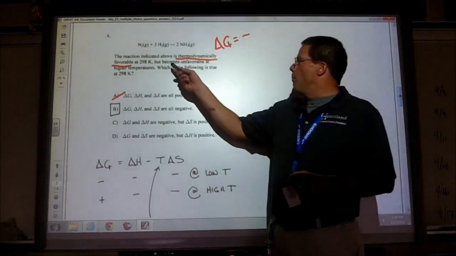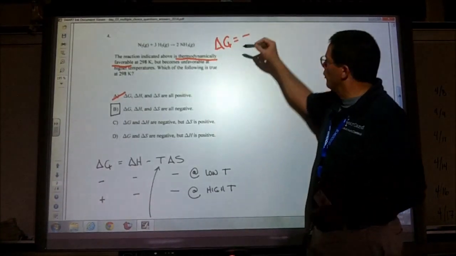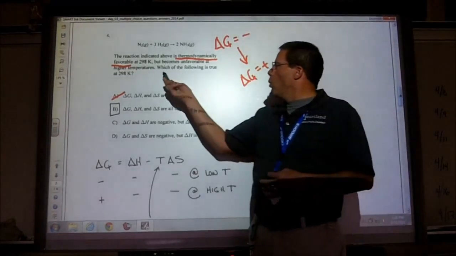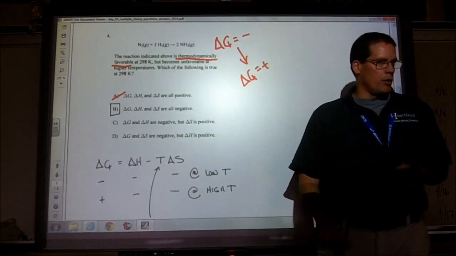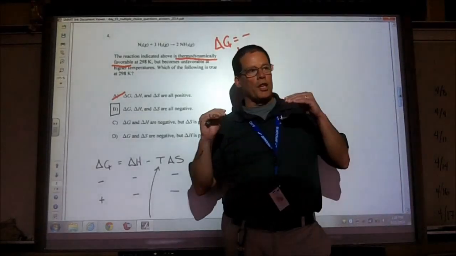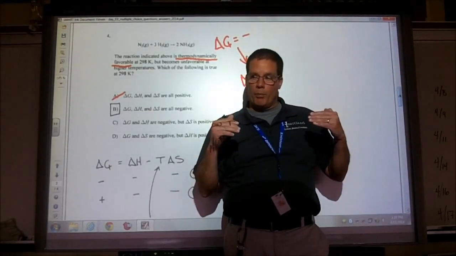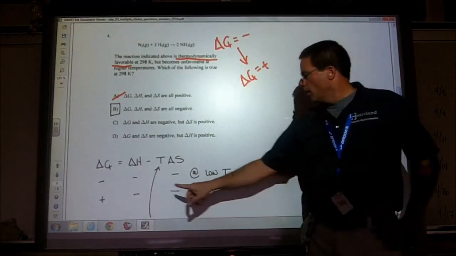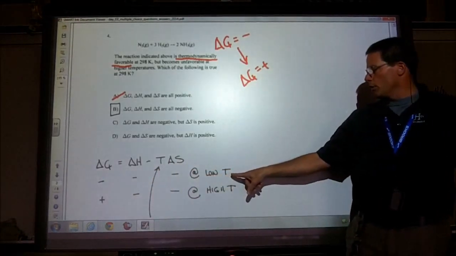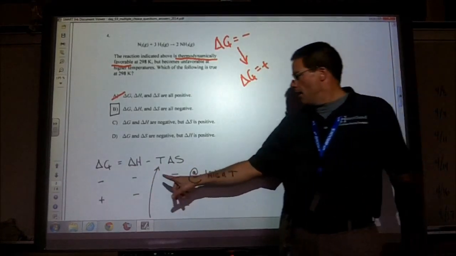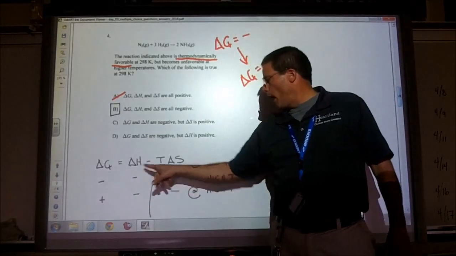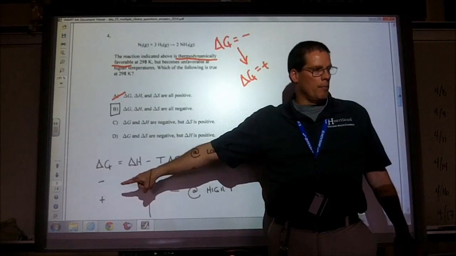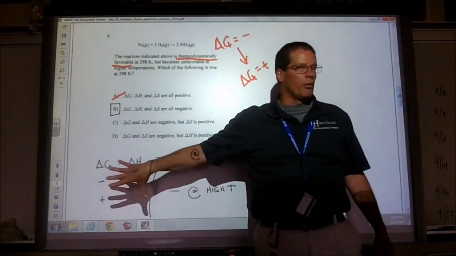Then it says, but becomes unfavorable. In other words, delta G goes to a positive sign when the temperature is increased or at higher temperatures. So again, if delta G is negative and it's favorable at low temperatures, think about delta S and delta H as being negatives as well. So again, that occurs at low temperatures. When will we have delta H negative and delta S positive? At high temperatures. So know those 4 scenarios.